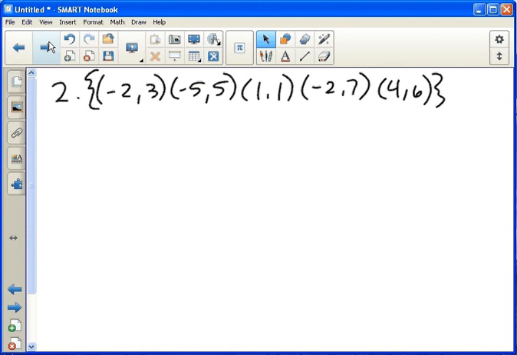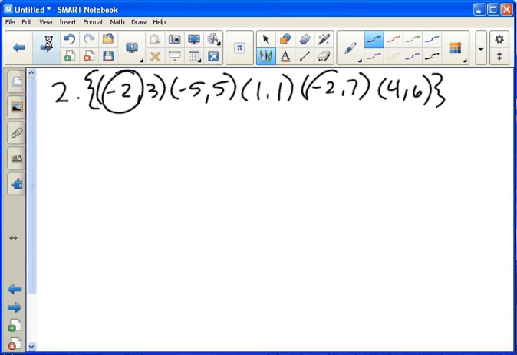Next up, to determine whether this relation is a function, there's just one thing you have to look at. Are there any x's that are duplicated? You have to have unique x's all the way through for it to be a function. You can't have any duplicates. So as you look here, we do have a duplicate x right here, -2 and -2. Since we have duplicate x's, this is not a function.